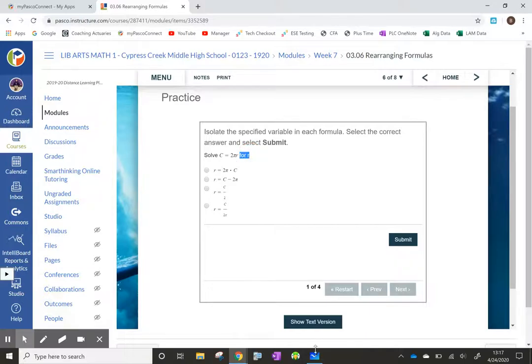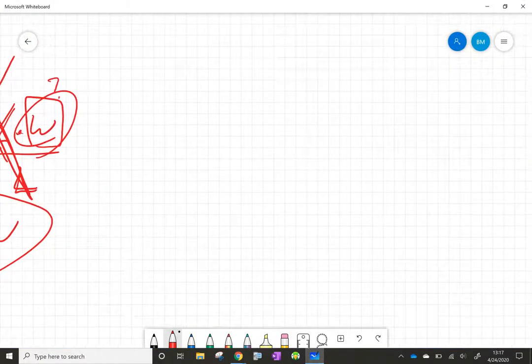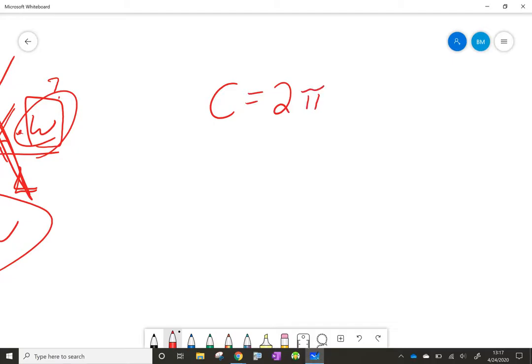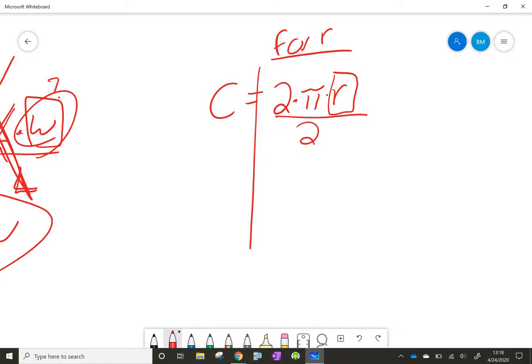Okay, so we have c equals 2 pi r, and we want to solve for r. Now 2 times pi times r, all of that is multiplied together. So in order to get the r by itself, I'll have to get rid of the 2 and the pi. So if you did one thing at a time, most times we can do both of these at the same time, but here we'll do one thing at a time. The opposite of multiplying by 2 would be dividing by 2. So we'll divide by 2.